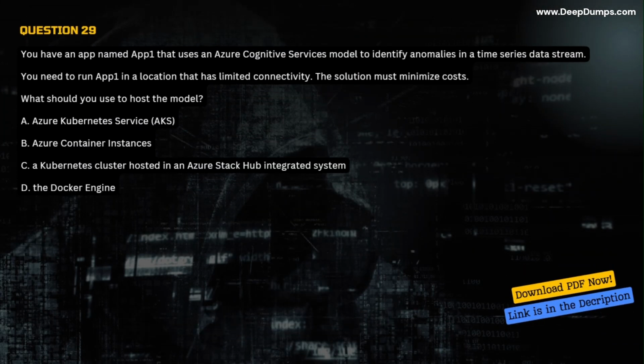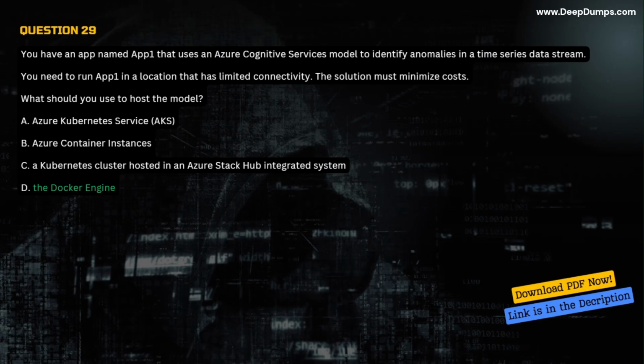Question 29. You have an app named App1 that uses an Azure Cognitive Services model to identify anomalies in a time series data stream. You need to run App1 in a location that has limited connectivity. The solution must minimize costs. What should you use to host the model? A. Azure Kubernetes Service, AKS. B. Azure Container Instances. C. A Kubernetes cluster hosted in an Azure Stack Hub integrated system. D. The Docker Engine.